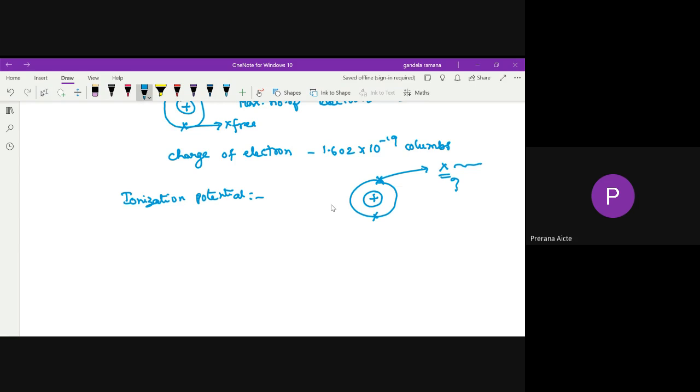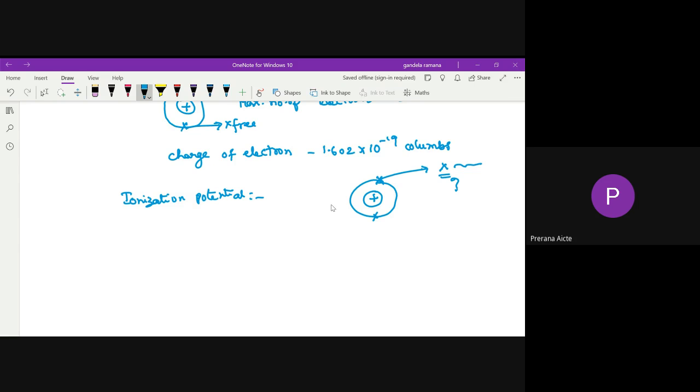So, when the current will flow, this bound electron will become a free electron. When will it become a free electron? When we apply some energy and remove this electron from the orbit, that electron will become a free electron. So that energy is called ionization potential.